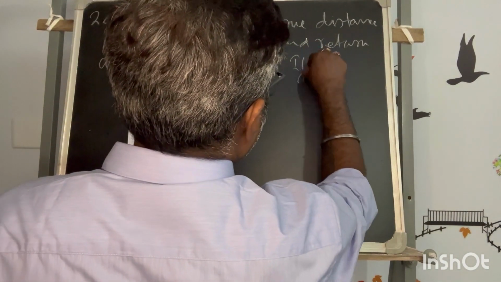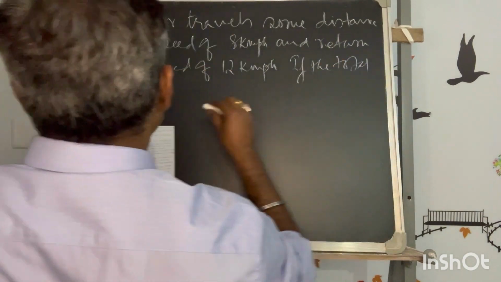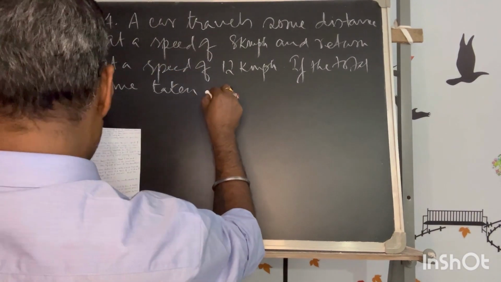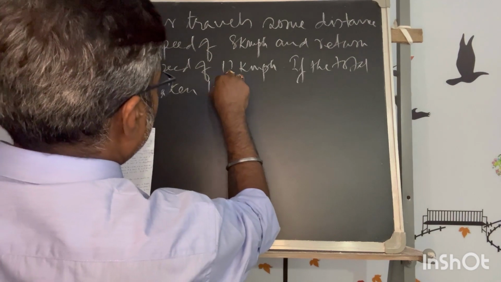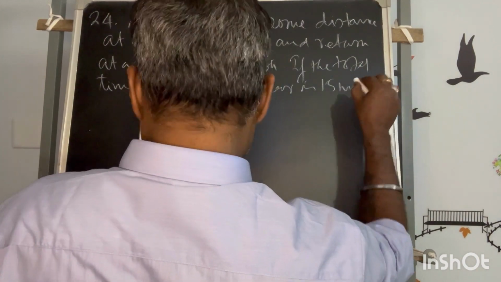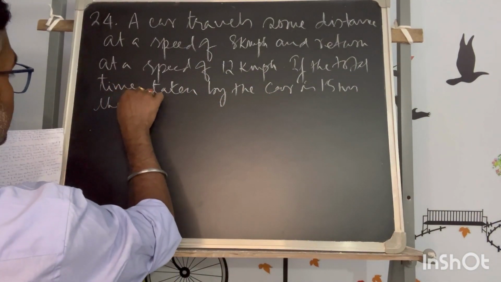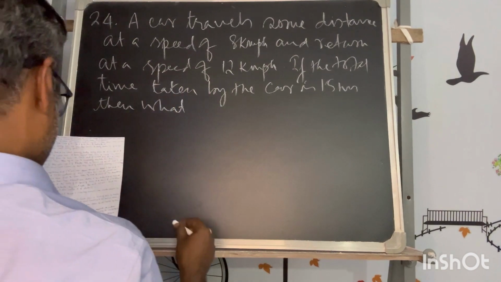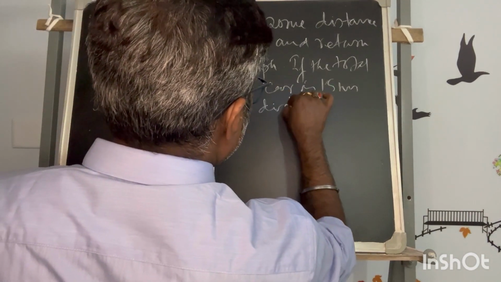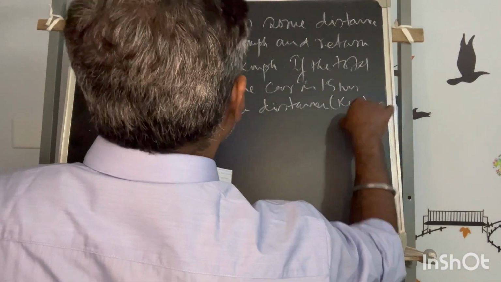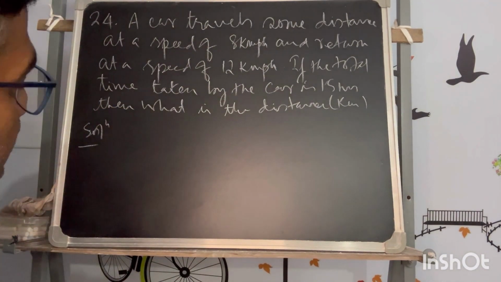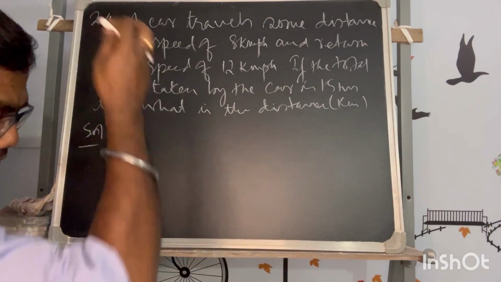If the total time taken by the car is 15 hours, then what is the distance in kilometer? So this could be solved with a very analytic method or with some concept.